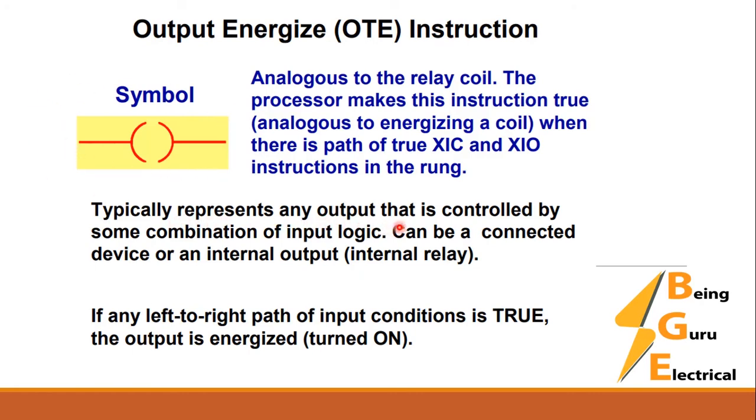It typically represents any output that is controlled by some combination of input logic. It can be a connected device or an internal output, an internal relay. So this is controlled by input logic. If any left to right path of input conditions is true, the output is energized. If from left to right we have a complete path, the input is true, so the output will be true or on.